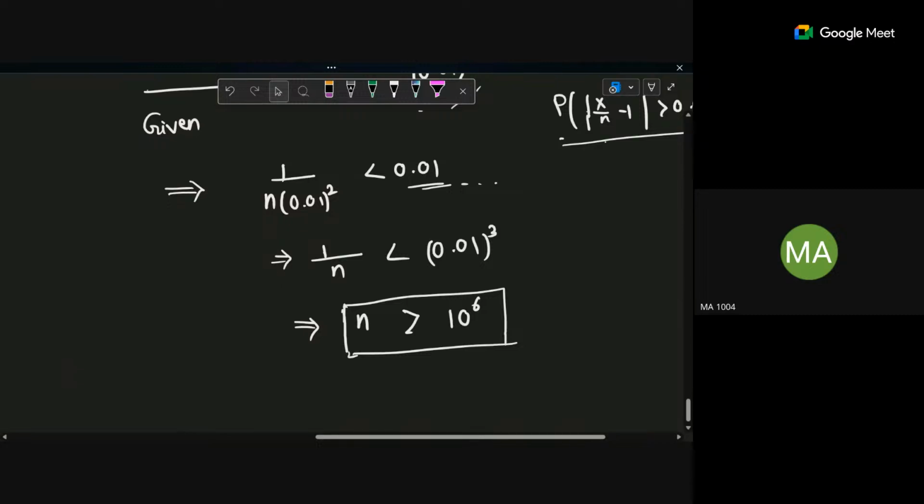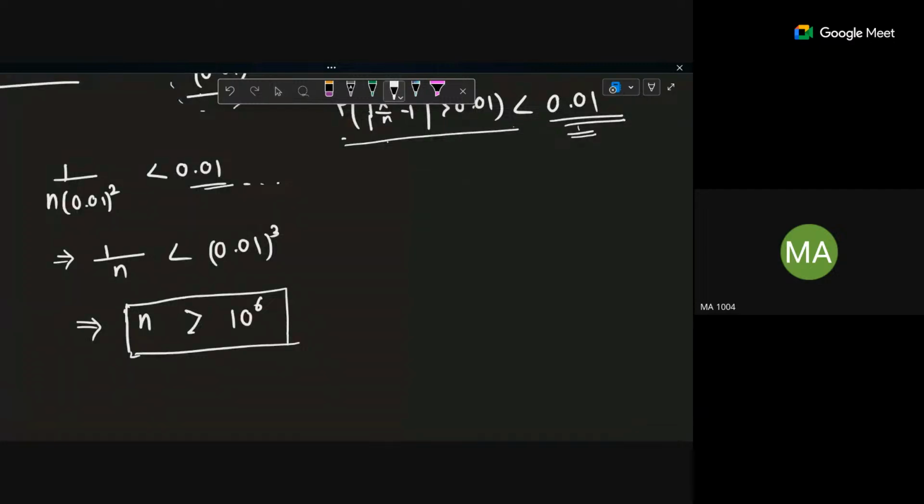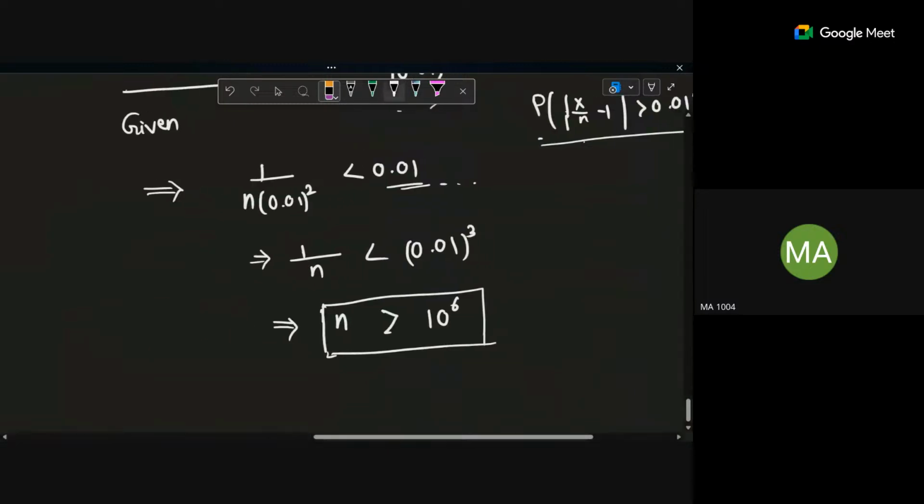Then it gets reversed. Why is it so? Just consider this: 1 by 2 is less than 1, correct? Yes, ma'am. If I take a reciprocal on both sides, then what will happen? It's wrong, ma'am. Yes, then it's wrong. Why is it so? Then we have to inverse the sign, ma'am. Yes. So these are some inequality kind of things.